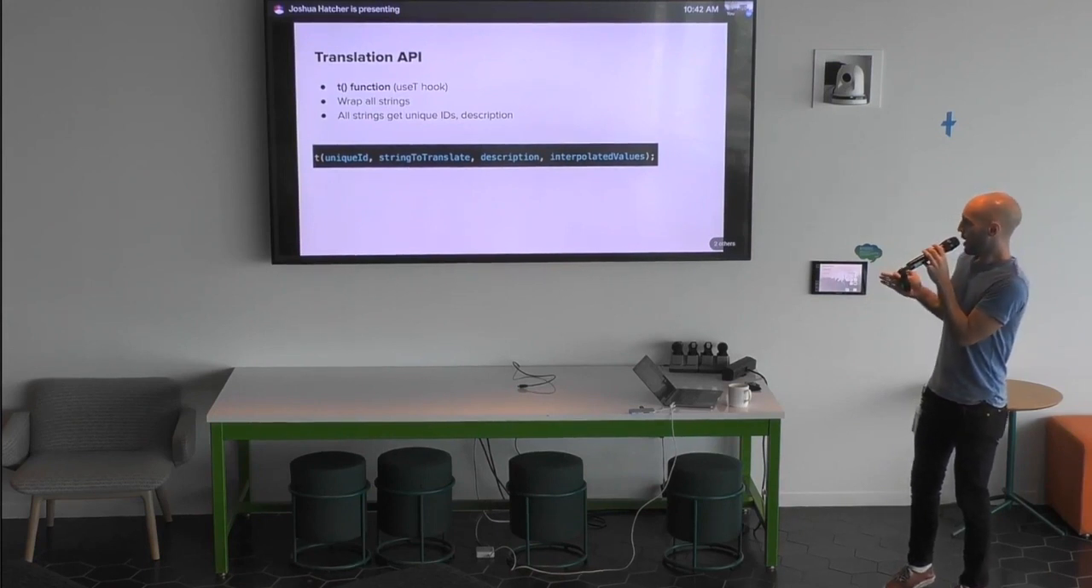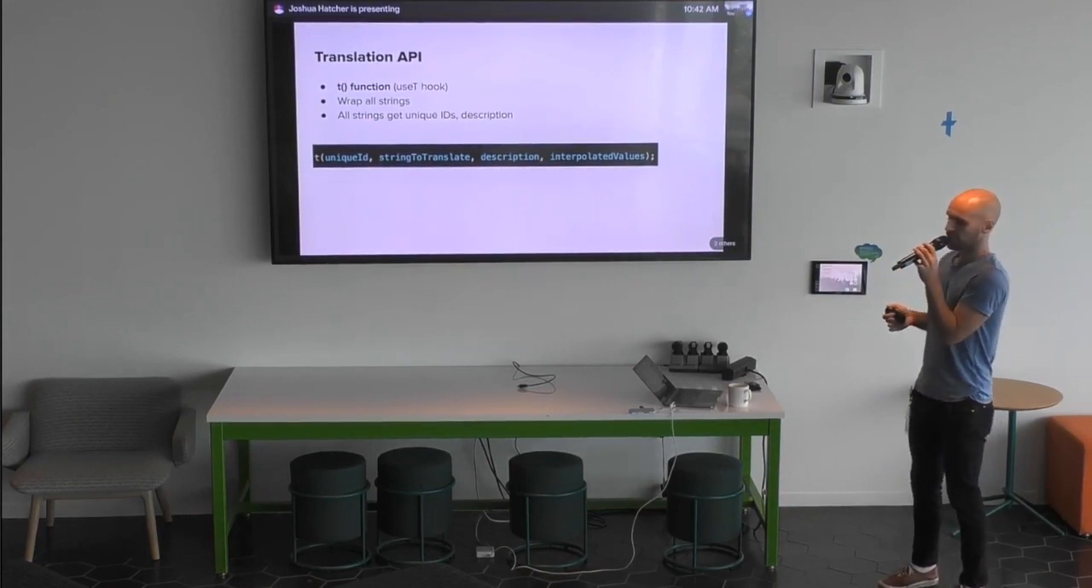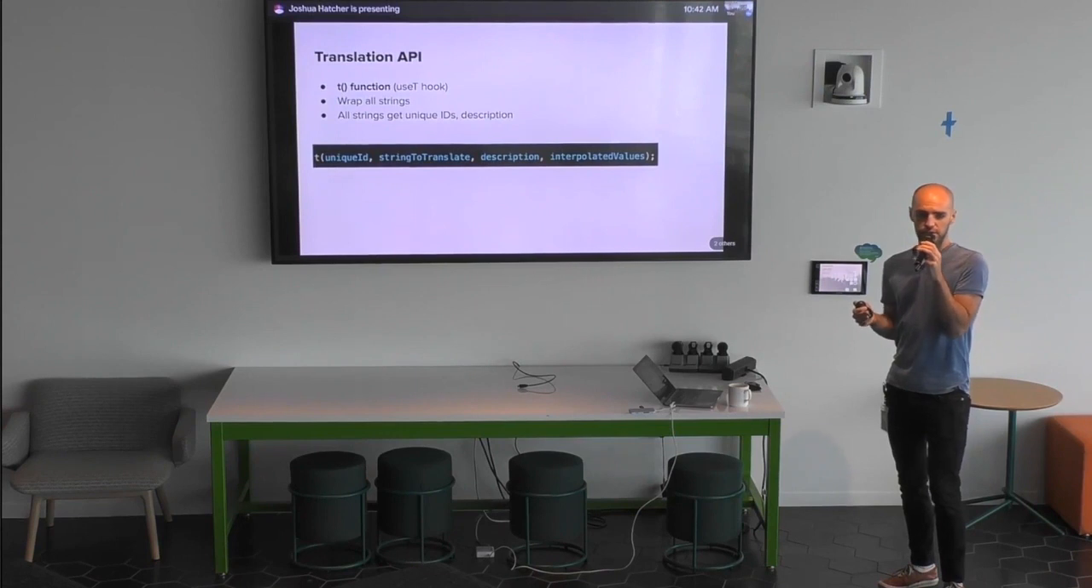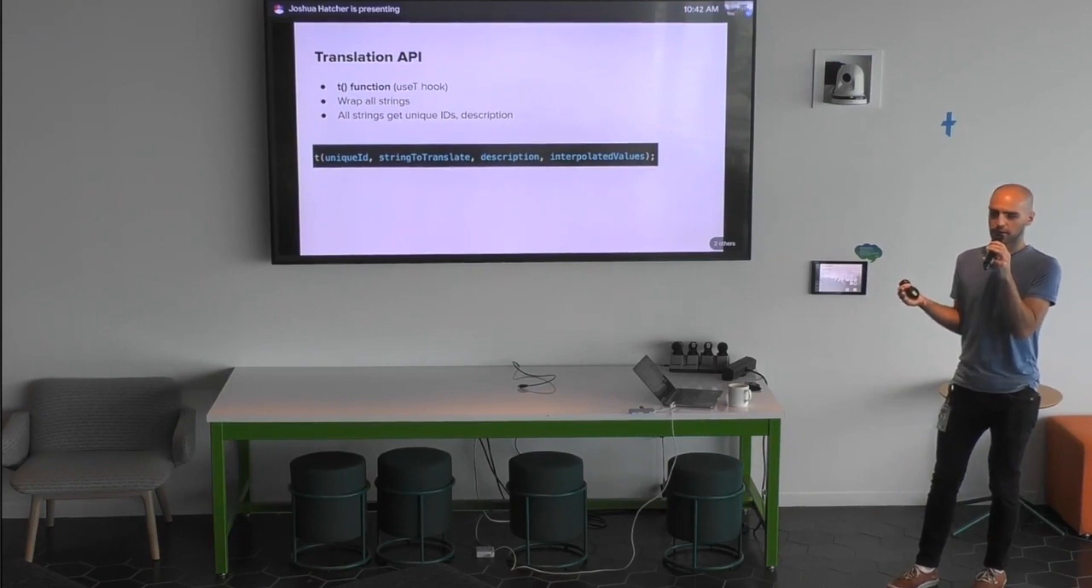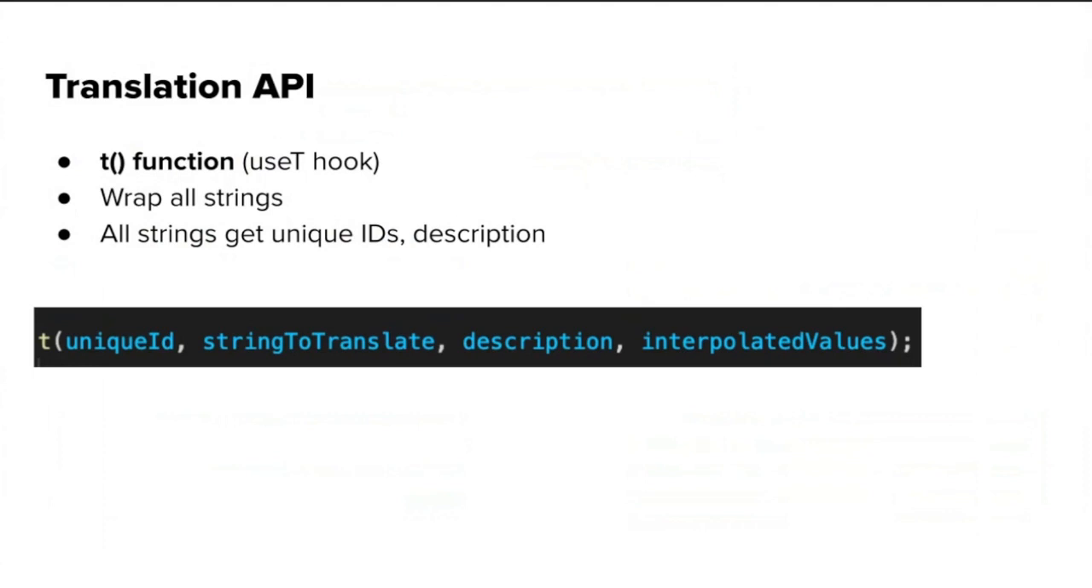The fourth and optional argument is an interpolated values object, and you can use this to pass in some fields that you might want embedded in your string. For example, if I've got an artist name in my component and I want that to be embedded somewhere in the string, you can set it in the interpolated values and then put it in the string inside of curly braces.